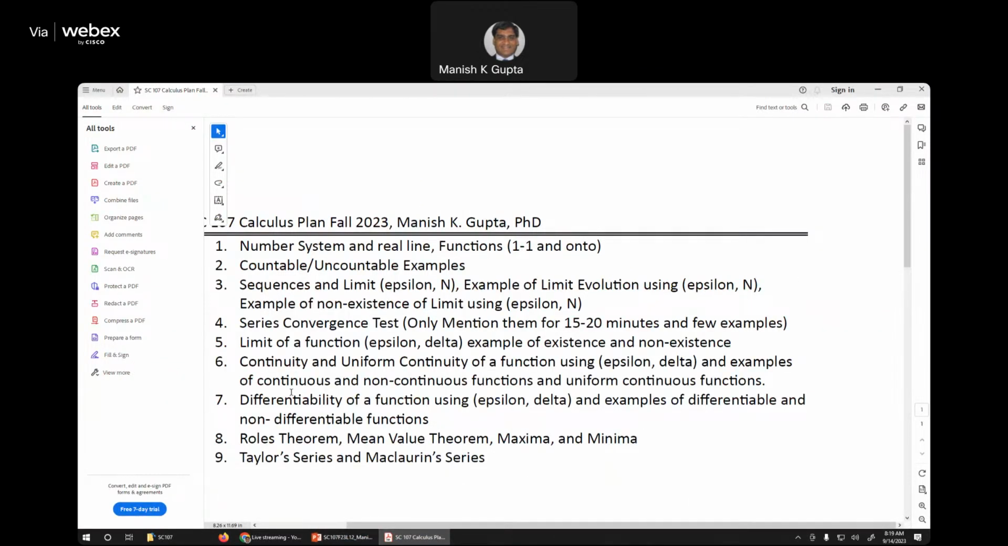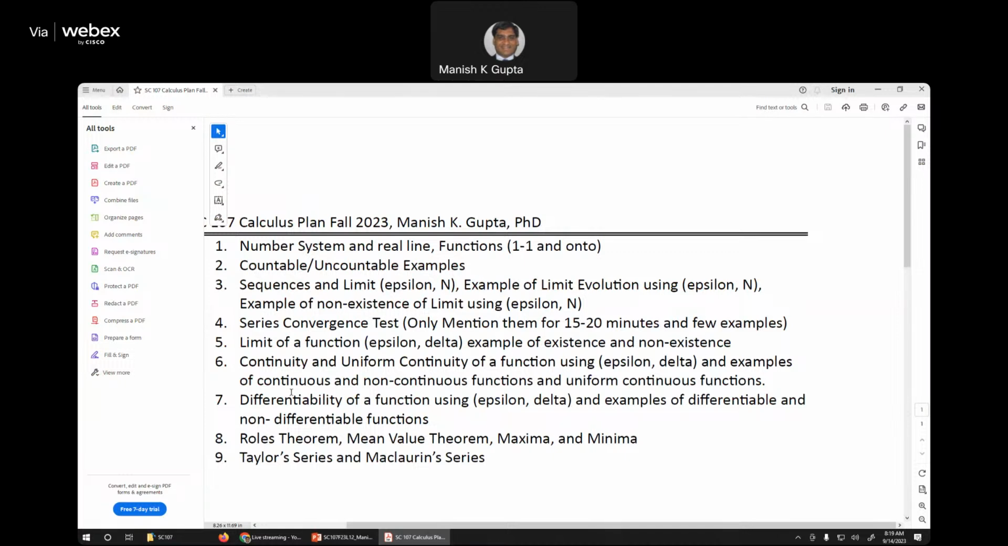So item 5 is done. So item 5 is also done, right? I've told you how to handle both the cases, existence and non-existence. Now about continuity and uniform continuity. Again, using epsilon delta, and then one example of continuity, another example of non-continuity, and also one uniform continuity.